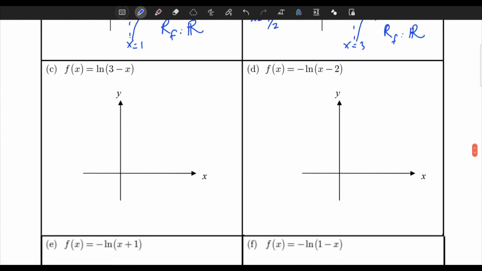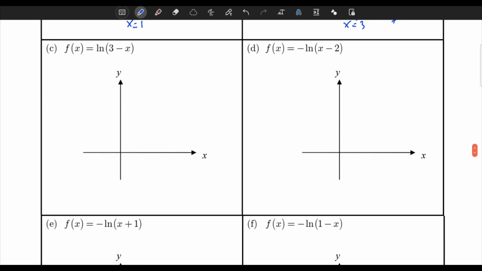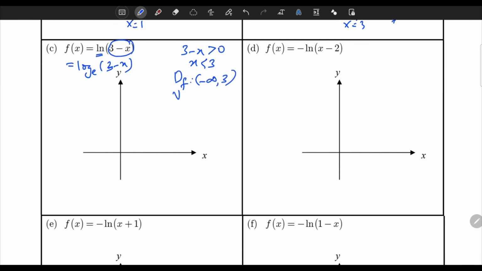So you look at C. We have another 4 questions here. So you look at C. So inside the log, again this is ln, so this is log base e. Okay, 3 minus x. So 3 minus x must be greater than 0, x less than 3. So the domain will be negative infinity to 3. So for the vertical asymptote, we get 3 minus x equal to 0, x equal to 3. So find your x equal to 3. So there you go. So that's your origin.